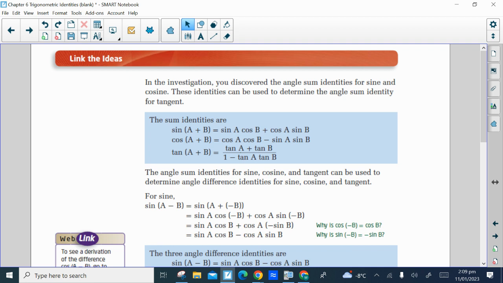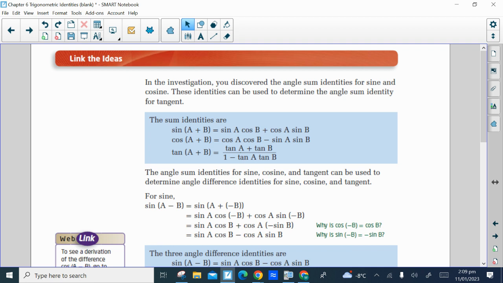Okay, so those are the sum identities. And if you take calculus next year, you'll go through a proof of where these come from. So those are the three sum identities. The sine of a plus b is sine a cos b plus cos a sine b. And we have an identity for the sum of cosine of two angles and tangent of two angles.